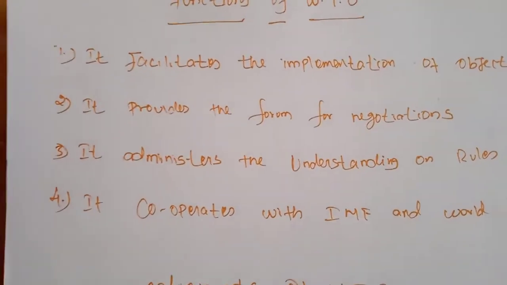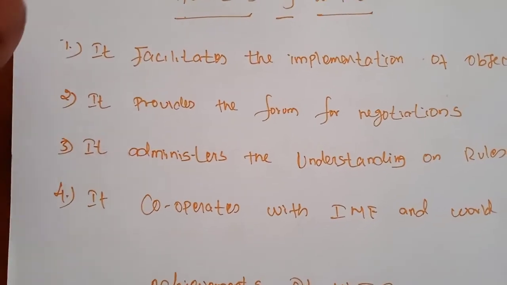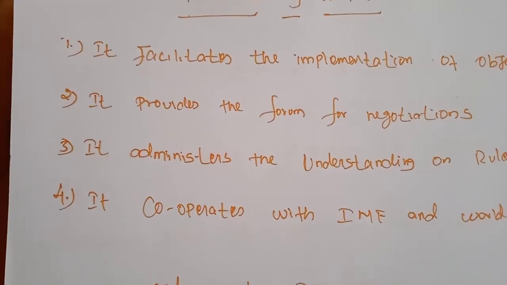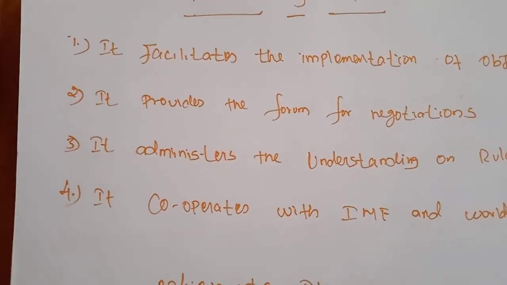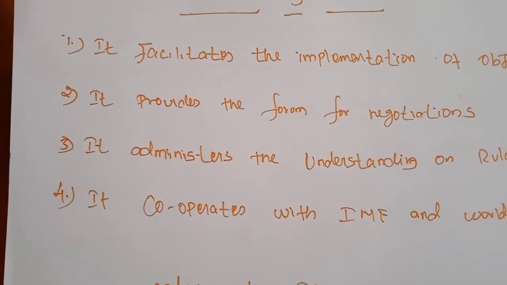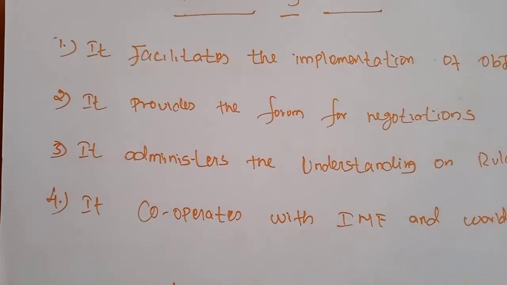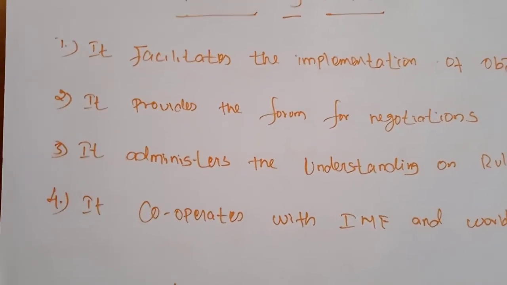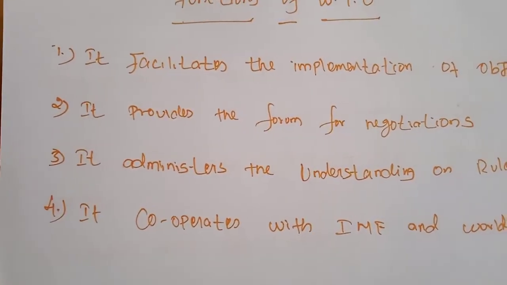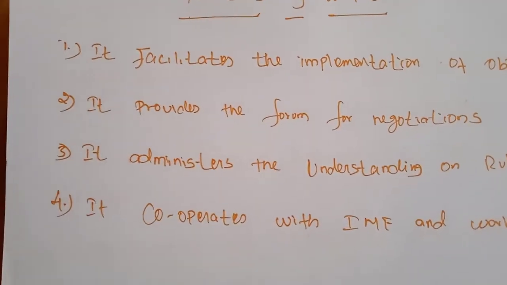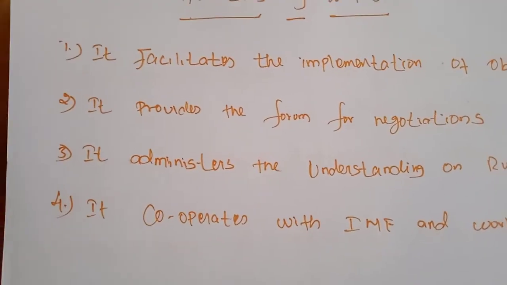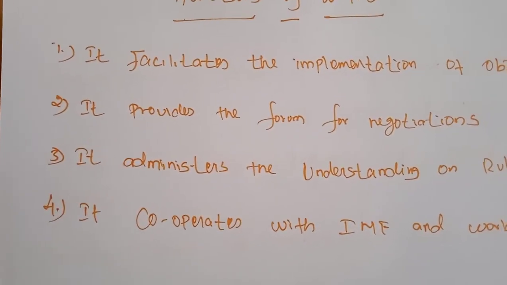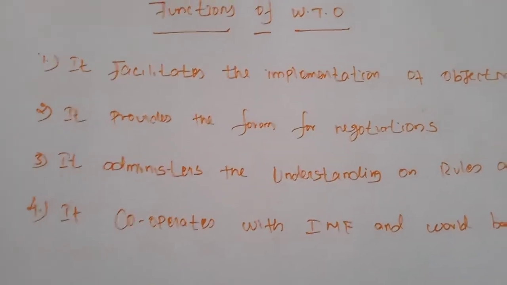The World Trade Organization facilitates the implementation, administration and operation of the objectives of the agreement and of the multilateral trade agreements. So the World Trade Organization always facilitates the implementation, administration and operation. What agreements are going to be implemented? Those implemented agreements are going to be administered, and the operation of the objectives will also be held by the World Trade Organization.